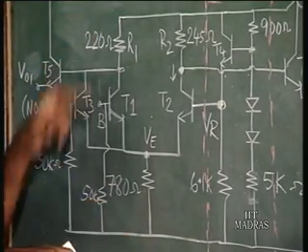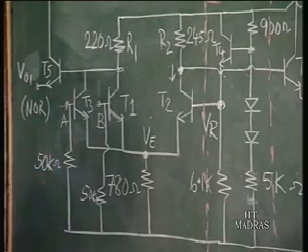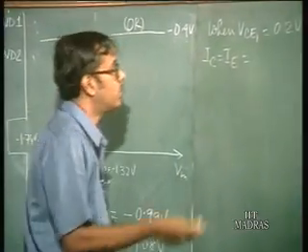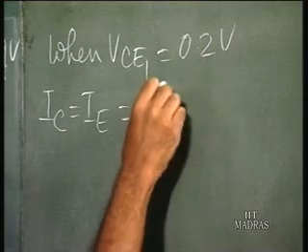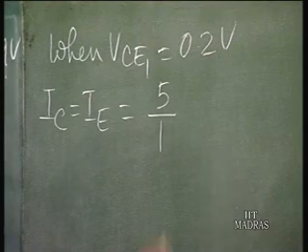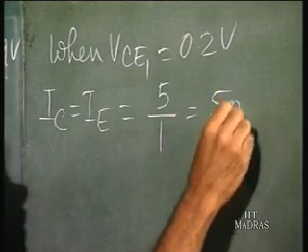Okay. What is the sum of these two resistances? 780 ohms plus 220 ohms, 1 kilo ohm. Okay. So, IC is equal to IE is equal to 5 volts by 1 kilo ohm, which means 5 milliamperes.